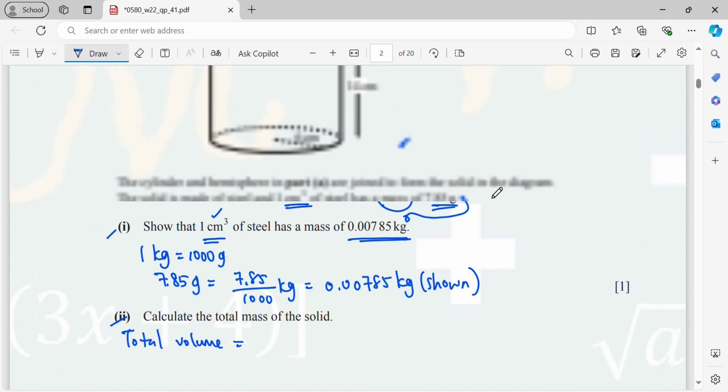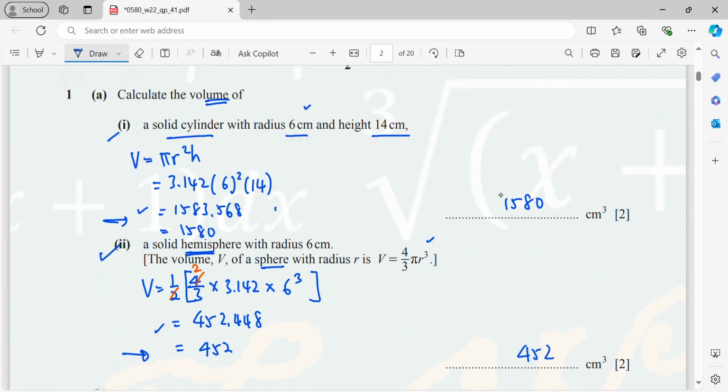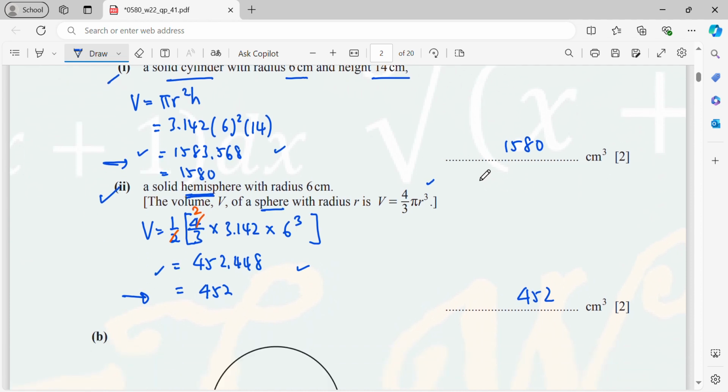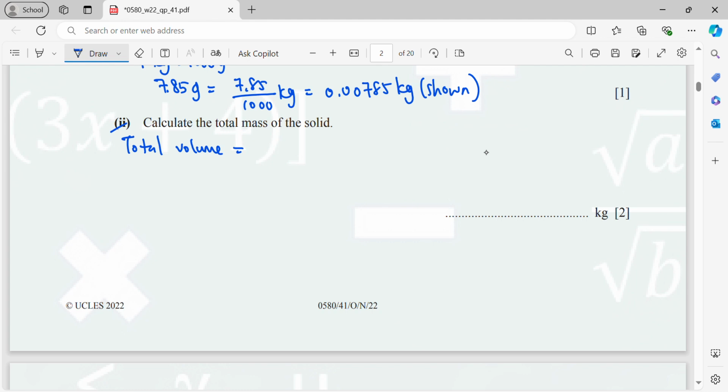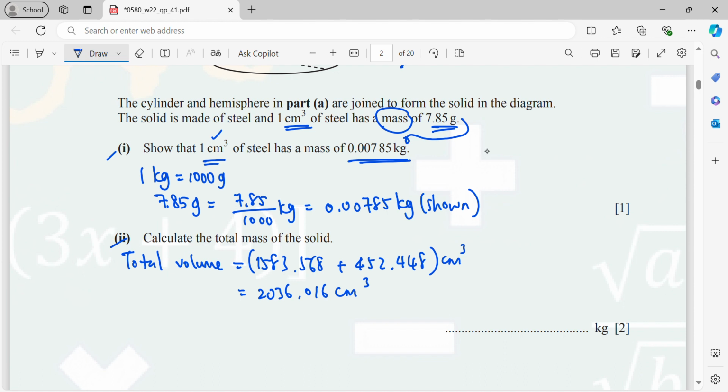equals 1583.568 plus 452.448, so I use the more accurate values, right? Therefore, I will be getting 1583.568 plus 452.448. All these are in centimeter cubed. Then this is going to be 2036.016 centimeter cubed. But then we need to calculate the mass in kilograms.